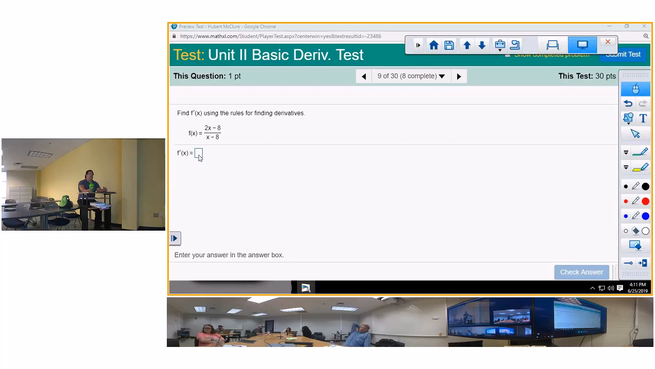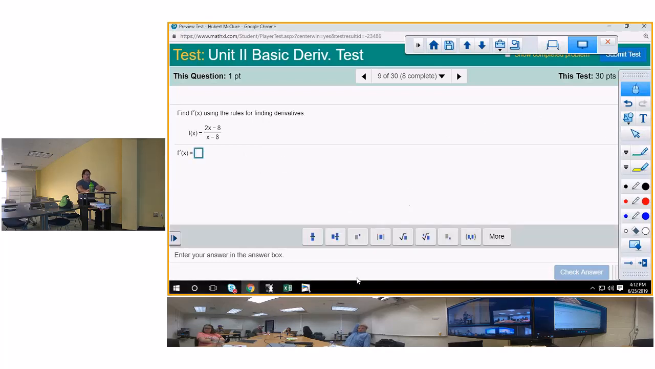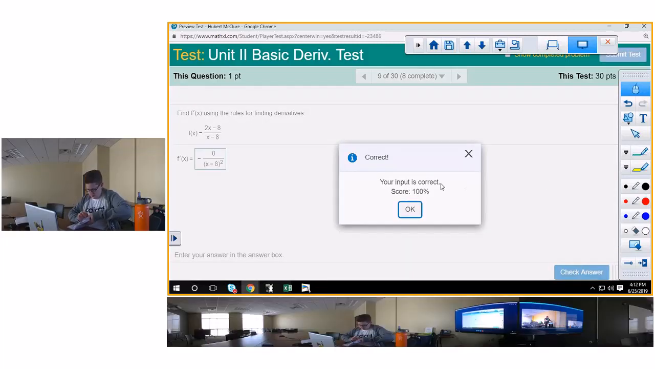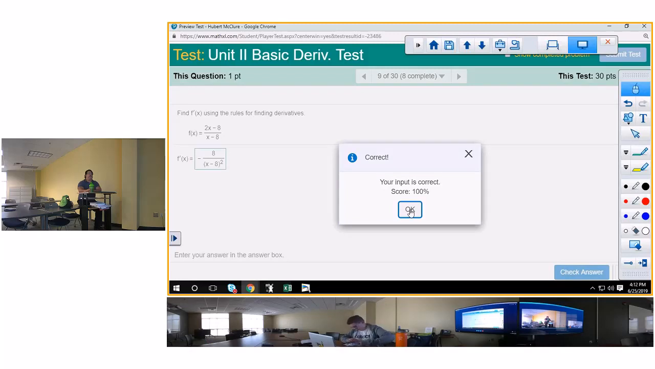What was the answer? Negative 8. Let's put a negative out front. And then brackets, to be a negative 8 there over, what was it? Parentheses, x minus 8, close parentheses, shift up to the second power. Does that look right? And we feel good about ourselves, so we don't have to look in the mirror every time we walk by one.